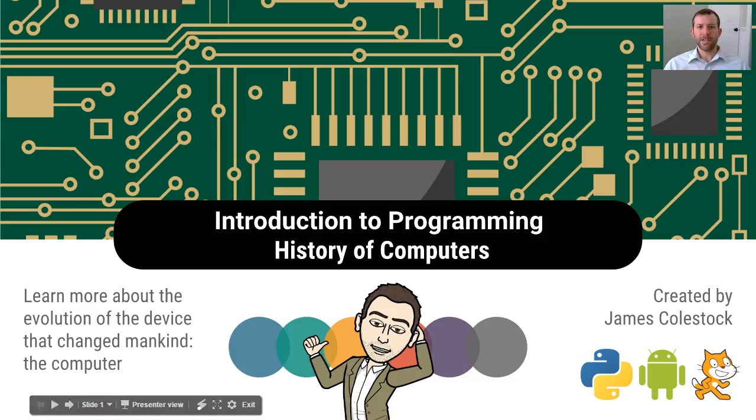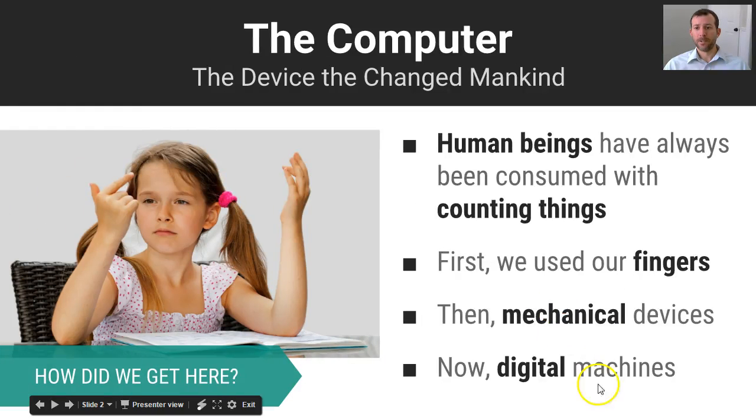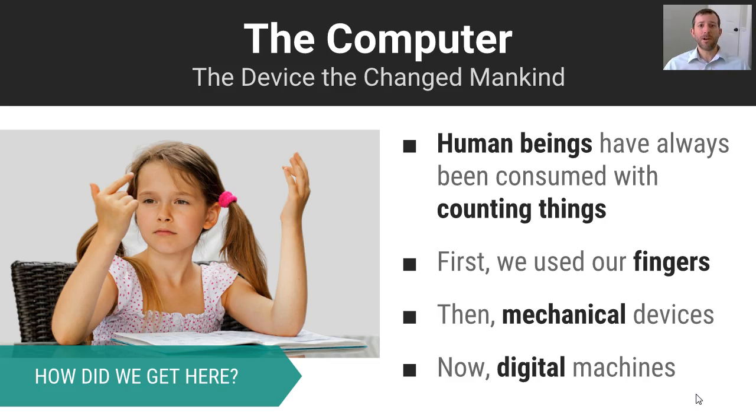Today we're going to talk about the history of computers. Before you start programming, it's important to have an understanding of where this device, the computer, that changed mankind came from. If we go back in time, humans have always been obsessed with counting things. They use their fingers, they use objects, anything around them to keep track of the things that are important.